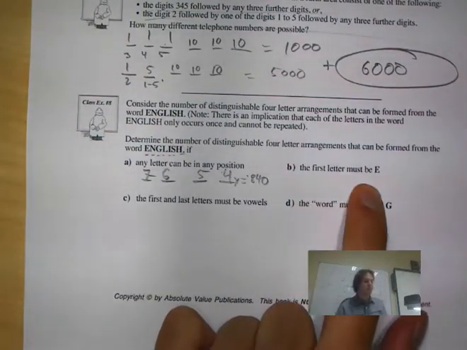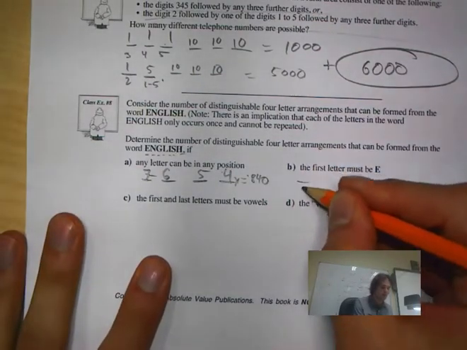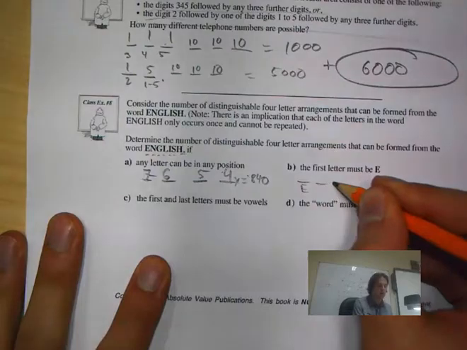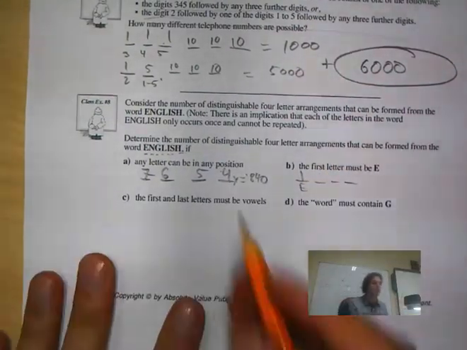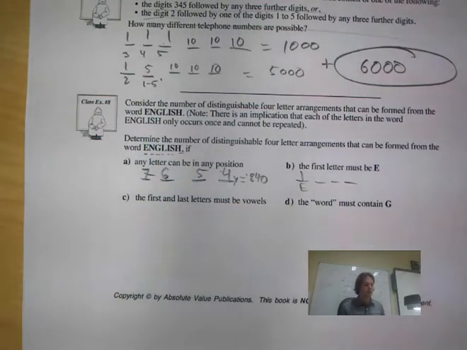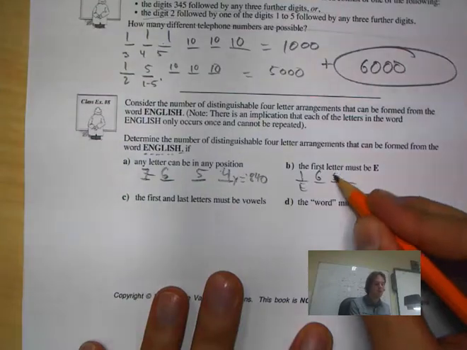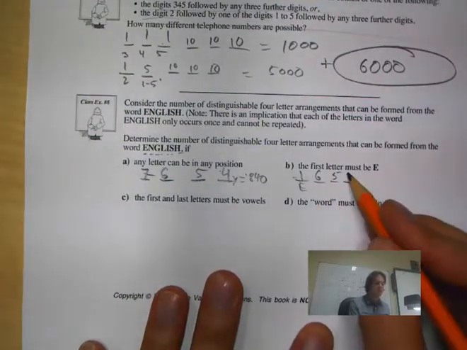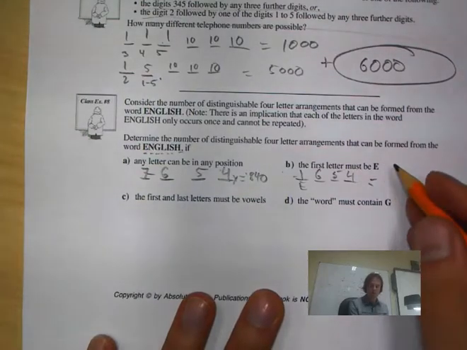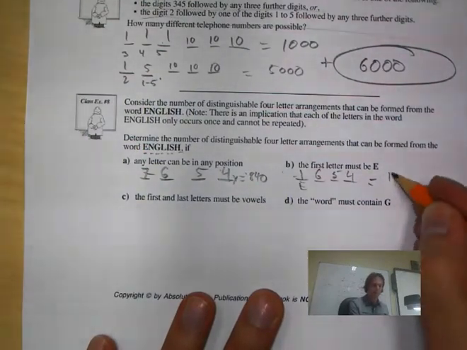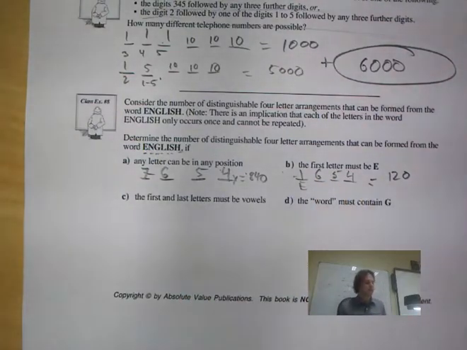Let's take a look at the next one. The first letter must be an E. Looking at the word English, first letter must be an E. Okay, so it must be an E. Then we have 1, 2, 3 others. So I have 1 option there. Only 1 could be there, because there's only 1 E. Okay, then, since that's used, I only have 6 choices for the next. And 5, it's now 2 letters being used. And 4 letters are being used. Multiply those together, and I'm going to get 120.